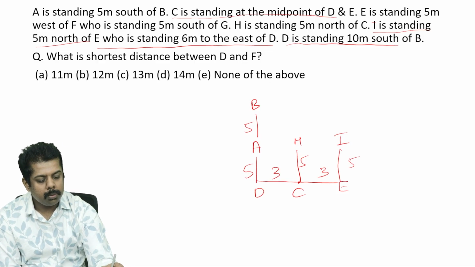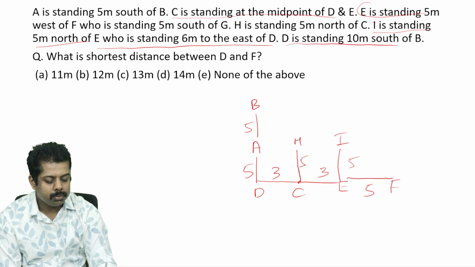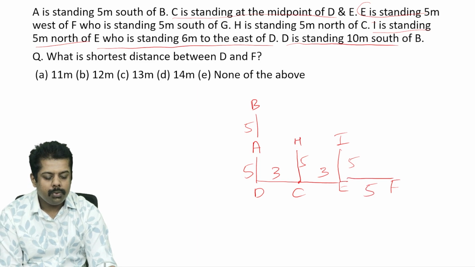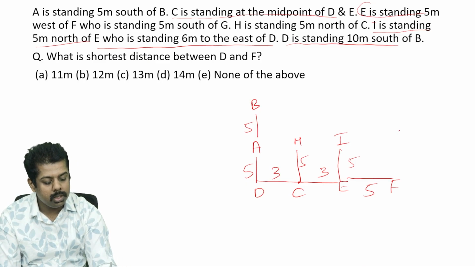So we can place this point. E is standing 5 meters west of it. F has to be placed here, 5 meters. And F is standing 5 meters south of G. So south of G, 5 meters, F is standing.